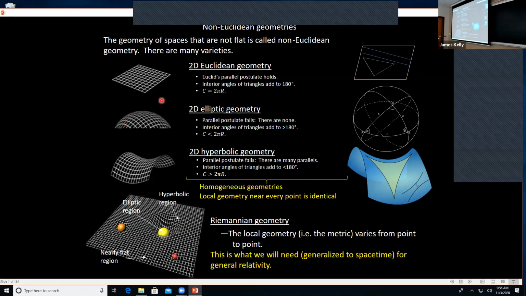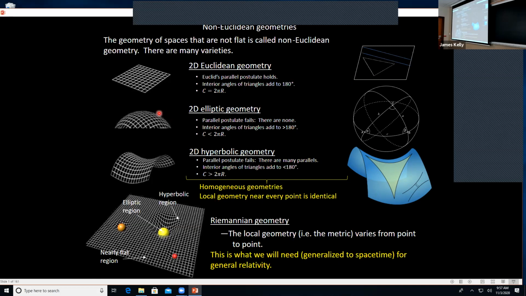So space could be like the Euclidean plane, in which lots of familiar theorems hold. The circumference of a circle is 2 pi times its radius. Triangle interior angles add to 180 degrees. And the parallel postulate holds. In other words, given a line, there's only one parallel to it that can be drawn through a point that's not on the line. Those 3 things are not true in elliptic geometry.